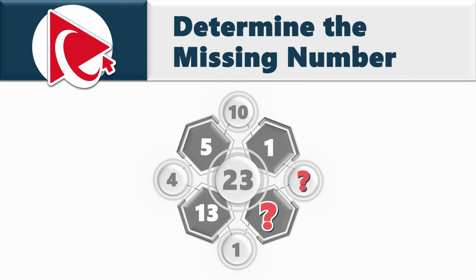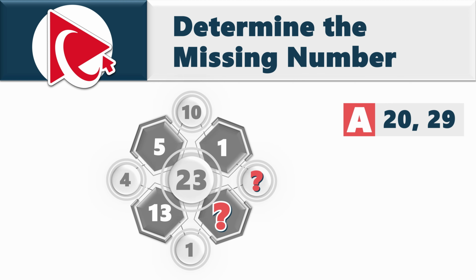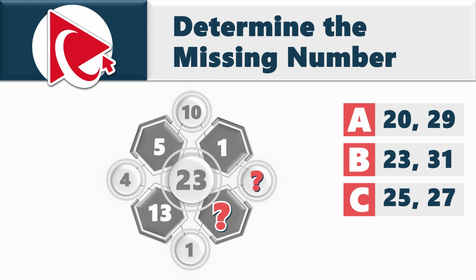You need to calculate not one, but two missing numbers and select them out of 4 possible choices. Choice A, 20 and 29. Choice B, 23 and 31. Choice C, 25 and 27. And last but not least, choice D, 22 and 29.